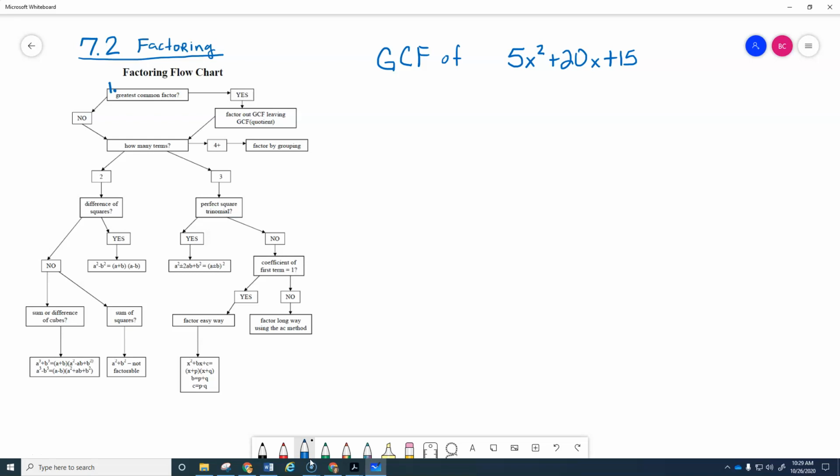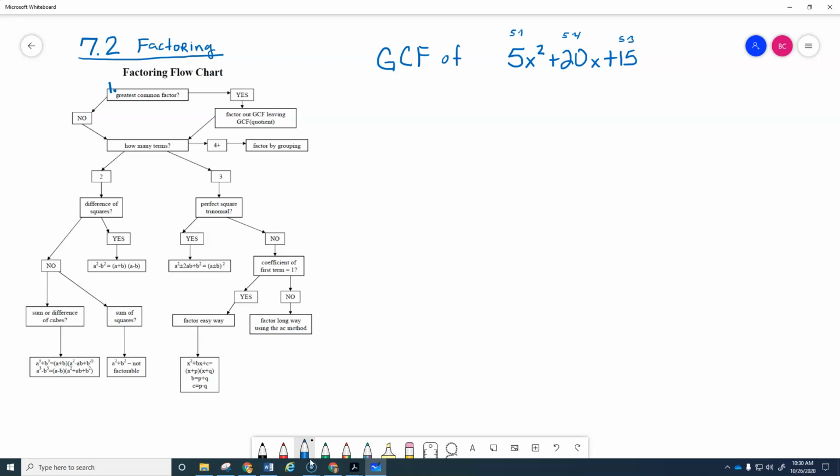Remember, finding the greatest common factor is pretty much I want to find a number that I can undistribute. The fact that 5 right here is a prime number tells me that if I'm going to have a common factor, it's going to have to be 5, because that's the only thing that this can factor out. So I'm going to quickly see that this is 5 times 1, this is 5 times 4, and this is 5 times 3.